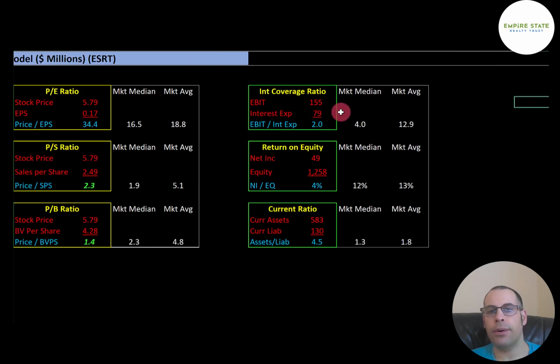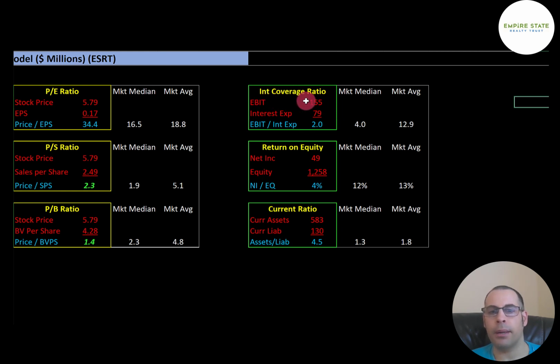They have a good interest coverage ratio. The average in the market is 12.9, the median is 4.0. Interest coverage ratio is EBIT over interest expense. I like to see above 2.0, they're at 2.0. EBIT is earnings before interest and taxes.